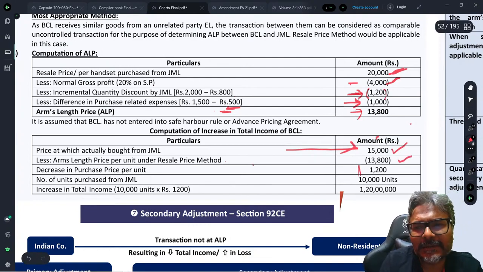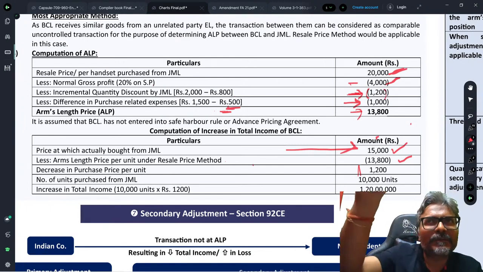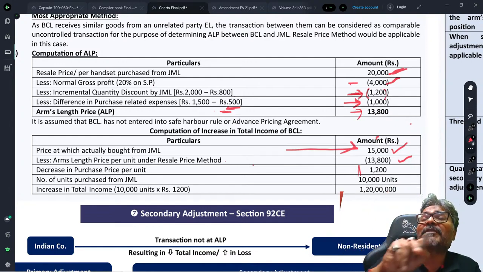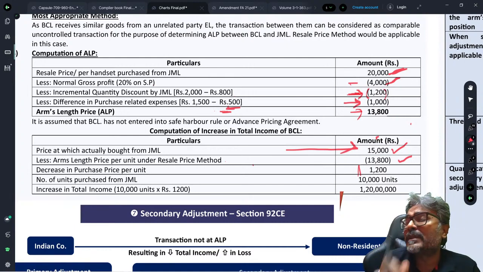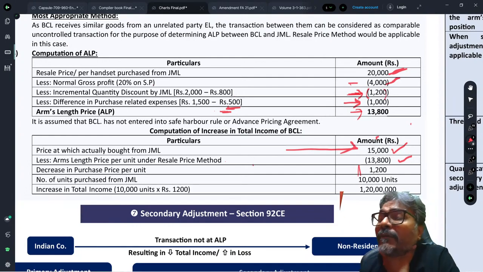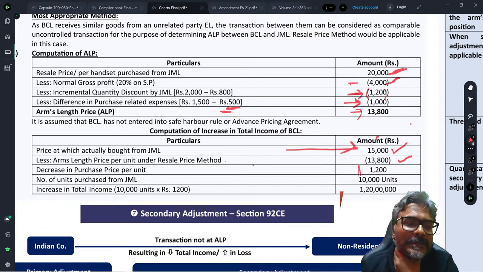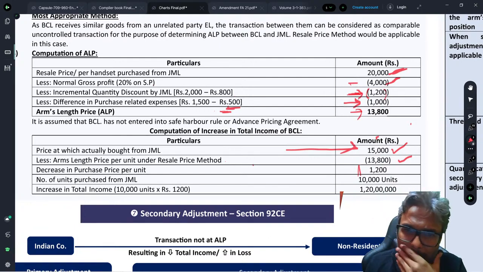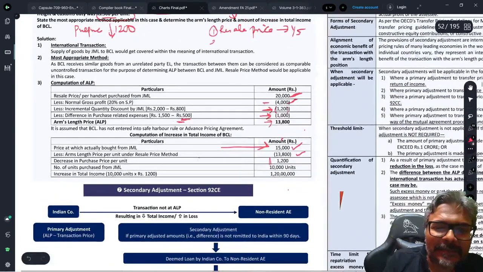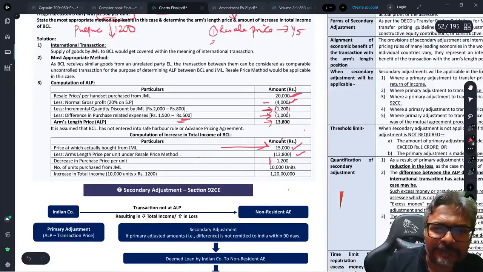So you can see, in this case there is a higher amount of purchase price. By virtue of the higher purchase price, I have reduced my profit and paid a lesser tax liability. So will the transfer pricing adjustment be made on adoption of the ALP at rupees 13,800? Answer is yes, it will be done, students. Is that clear to all of you, students?